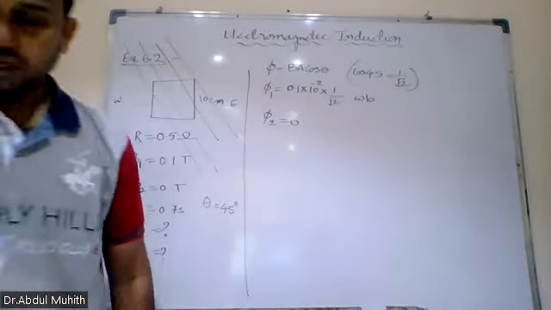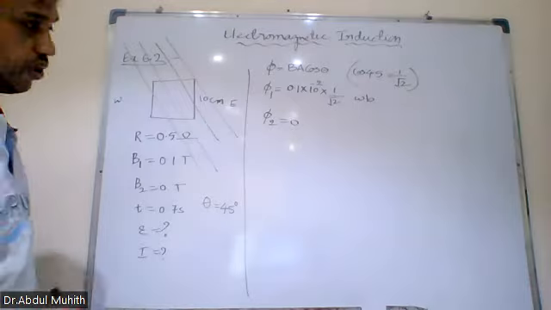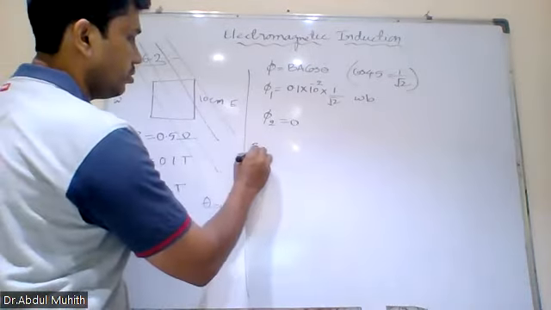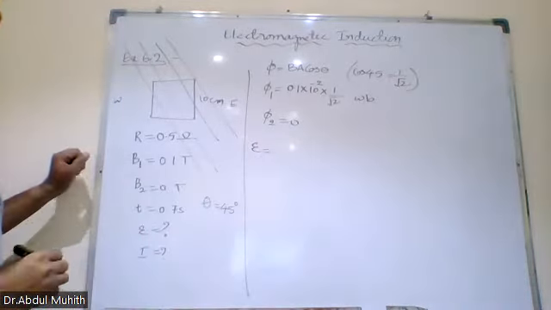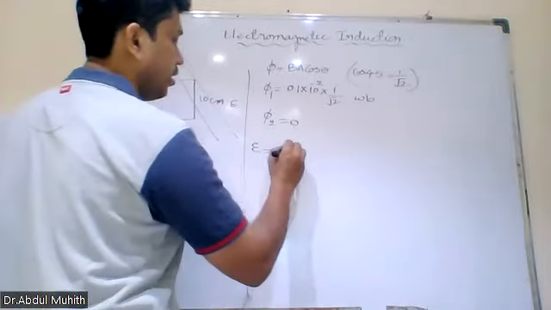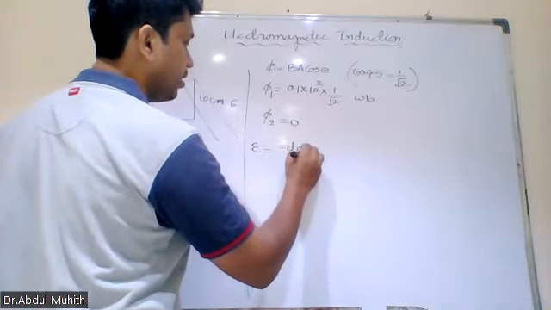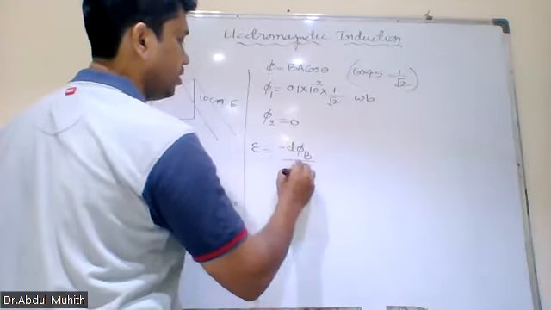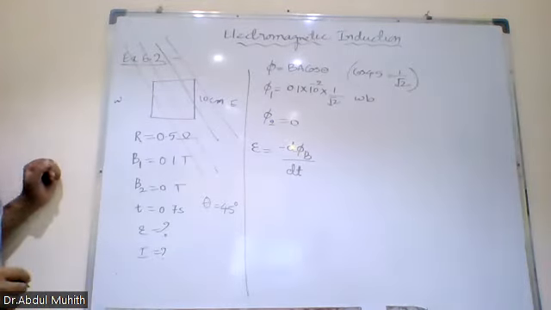So what he says, the magnetic flux is 0. So E is equal to what? E is equal to minus d phi B by dt, or delta, minus d phi B by dt. This is the value. Okay, this is the EMF.